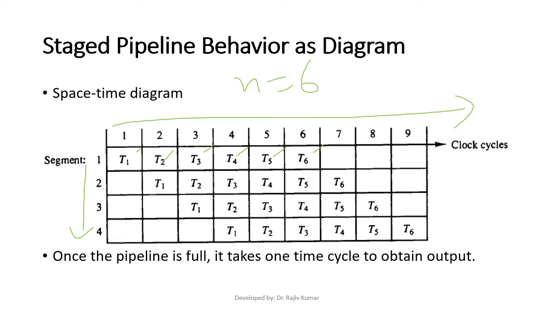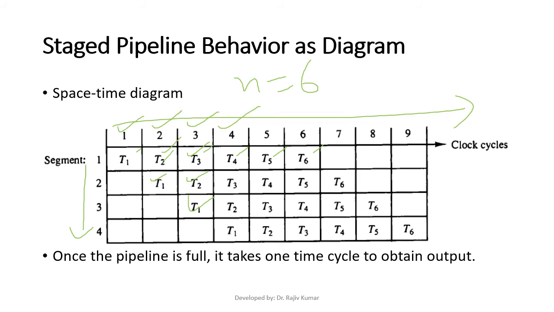At time 1, T1 enters stage 1. At time 2, task T2 enters segment 1, and in the meantime task T1 enters stage 2. At time 3, T3 is the new task, T2 is the task in segment 2, and T1 is the task that enters stage 3.